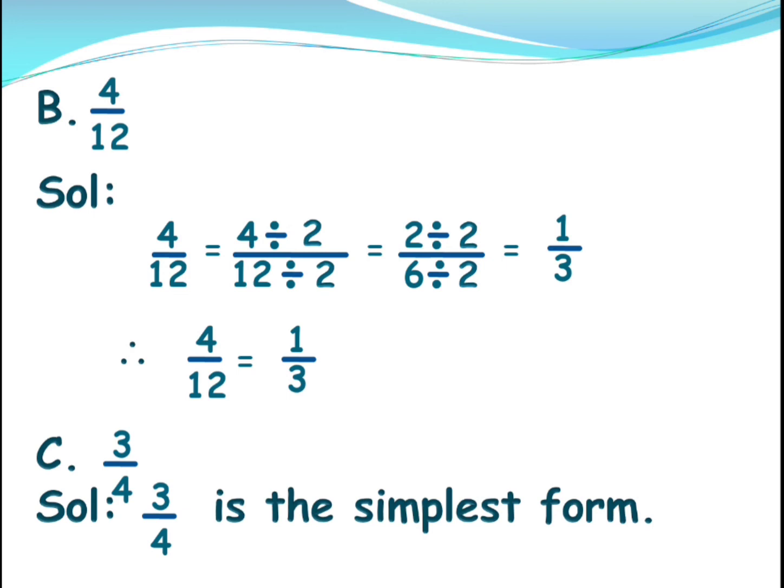Okay, children. So in this way you need to find the simplest form. Don't get confused, children. Equivalent fraction means multiplying with the same number. Numerator and denominator should be multiplied with the same number for equivalent fractions. For finding the simplest form, you need to divide the numerator and denominator with the same number. Here it is division. Simplest form, it is division. Equivalent fraction, it is multiplication.